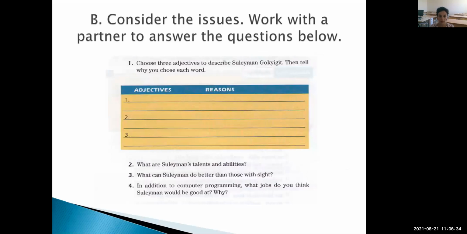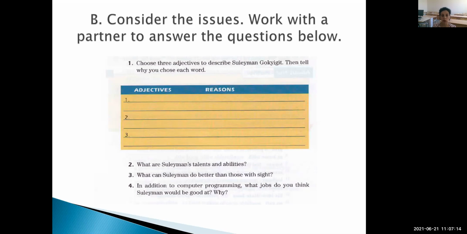So the next exercise. You have to consider the following issues, work with your partner, of course, to answer the questions below. Choose 3 adjectives to describe Suleiman Gokit, then tell why you chose each word. For example, adjective: he is wise. Wise because he is good. You also have to write the reason why he is wise, of course, and don't forget, it should be an adjective. For example, just giving an example to you, because he was very good at software and hardware as well, can be just one example as a help.